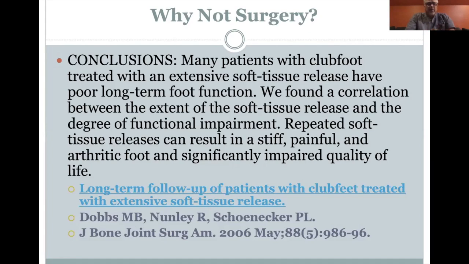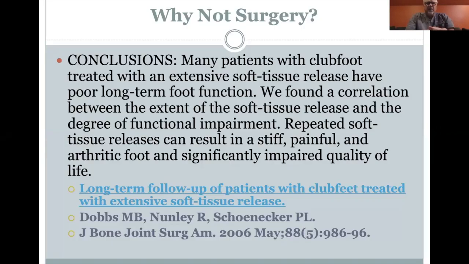This is an article by Matt Dobbs, who was a resident under Dr. Ponseti, and they looked at long-term follow-up of patients with clubfoot treated with extensive soft tissue releases. The conclusion was that many patients with clubfoot treated with an extensive posterior medial release have poor long-term foot function. They found a correlation between the extent of the soft tissue release and the degree of functional impairment. Repeated soft tissue releases can result in a stiff, painful, arthritic foot and a significantly impaired quality of life.